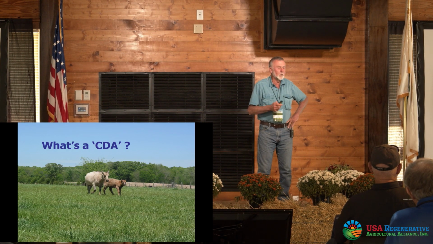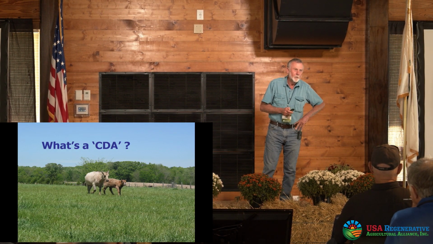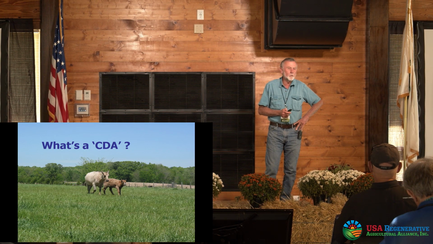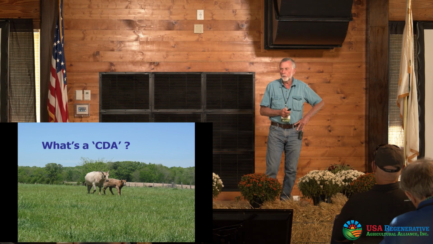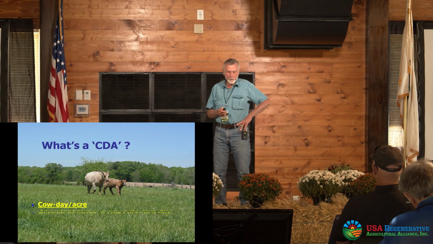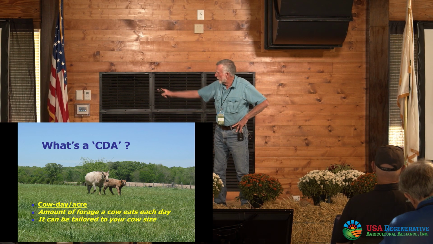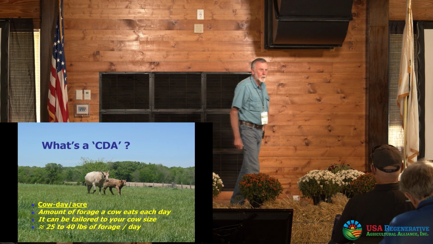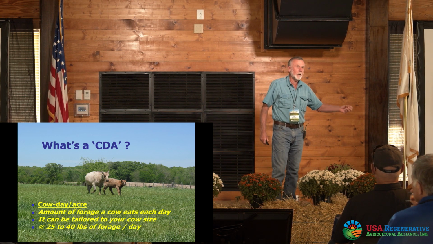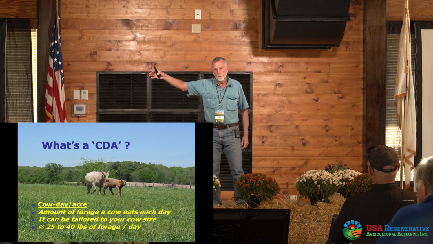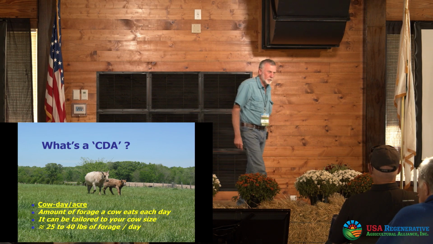So what is CDA? It is cow days per acre. Now mine was 30 pounds. I said because we had 1,200-pound cows, and I just based it on kind of an average level of performance, which was 2.5% of body weight intake. So it's a cow day per acre, the amount a cow eats each day. You can tailor it to your cow size, so it could be anywhere from 25 to 40. If you have a 1,000-pound cow, your cow day is different from somebody who has 1,500-pound cows, where they're eating 37 pounds a day or something.